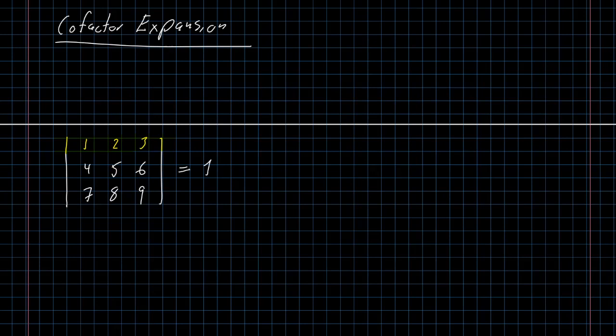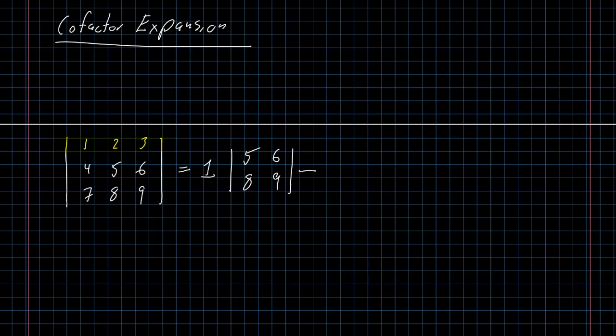All right, but I'm going to take the first entry where I'm expanding, which is a 1. And then I'm going to multiply it by a 2 by 2 matrix. I am going to eliminate the row that I'm expanding on, and I'm going to eliminate the column that gave me the first entry that I wrote down, the 1. When I do that, it leaves behind a 2 by 2 matrix. In this case, it is the matrix 5, 6, 8, 9. And so I will multiply 1 times the determinant of that 2 by 2 matrix.